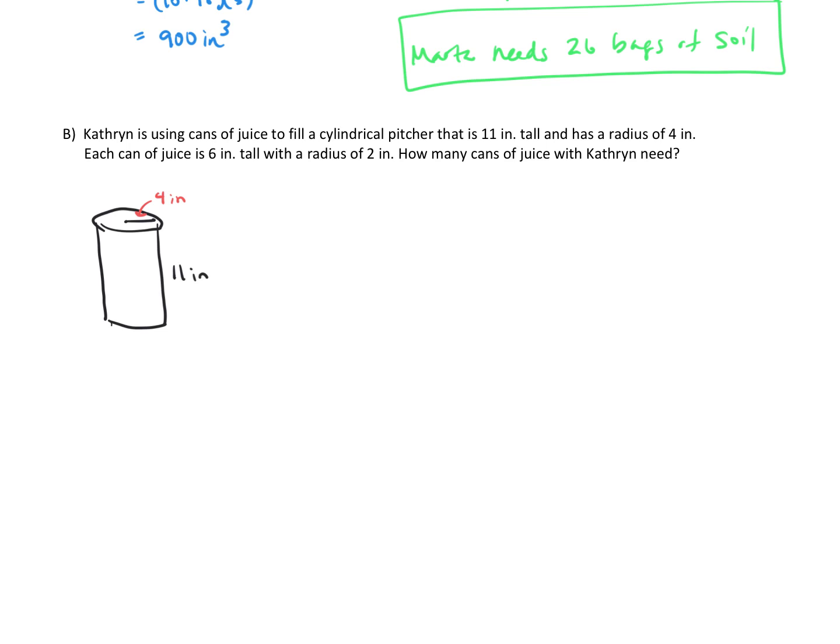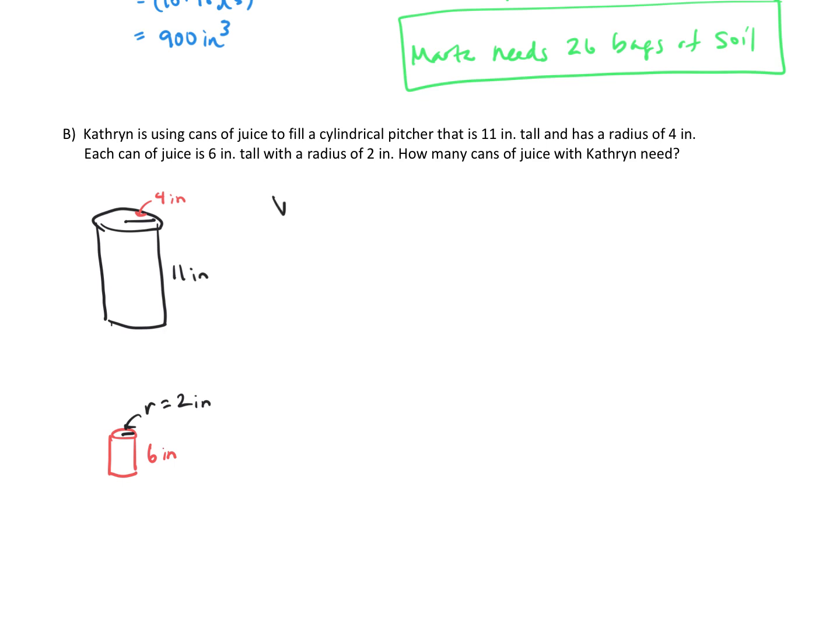What she's going to do is she's going to take cans of juice and just start filling it into this, right? She's going to pour in a can, pour in a can, pour in a can. The question is, how many cans of juice will Catherine need to fill up this cylinder pitcher? So the cans of juice, we got some information on that. A can of juice is also a cylinder, just smaller, something like this. It is 6 inches tall, and this one has a radius of R equals 2 inches.